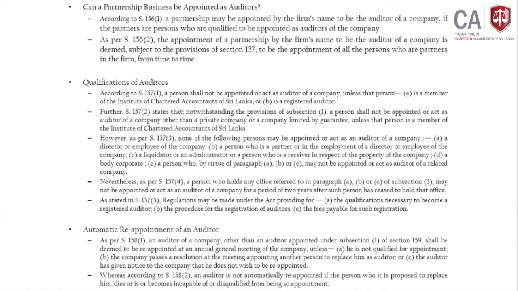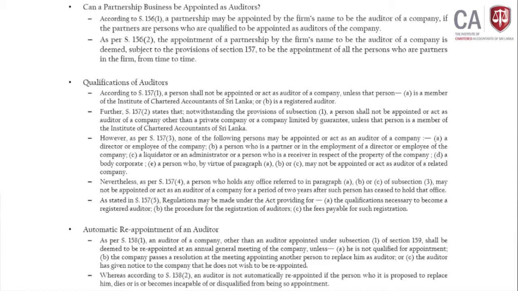Further, section 157(2) says that notwithstanding the provisions of subsection 1, the previous one, a person shall not be appointed or act as auditor of a company other than a private company or a company limited by guarantee unless that person is a member of the Institute of Chartered Accountants of Sri Lanka. So now what does it say? That if an auditor is to be appointed to any company other than a private company or a company limited by guarantee, he or she must be a member of the Institute of Chartered Accountants of Sri Lanka. So if you take for example a public company, the auditor of a public company shall always be a member of the Institute of Chartered Accountants of Sri Lanka. But in the case of a private company or company limited by guarantee, it may be a Chartered Accountants member or a registered auditor, as subsection 1 goes.